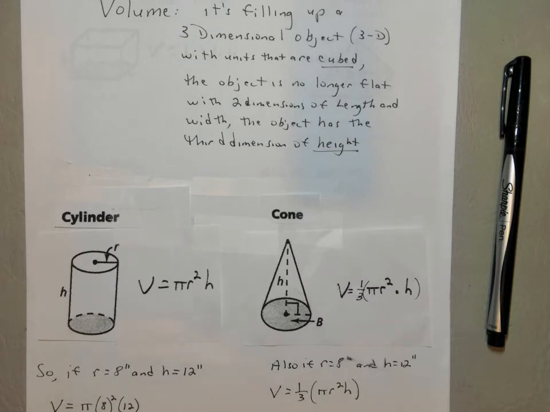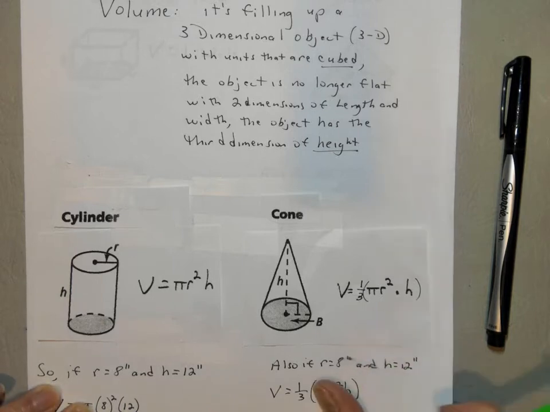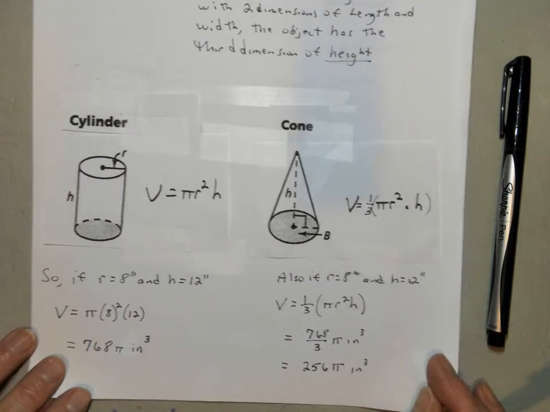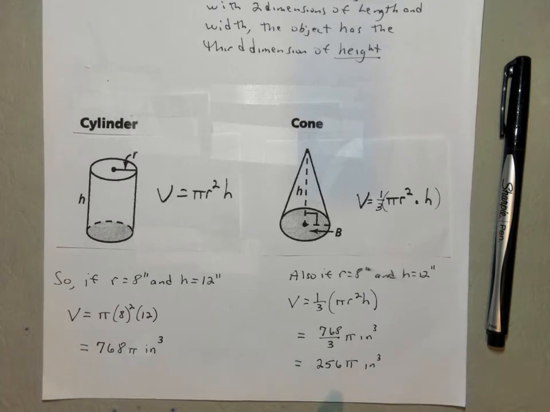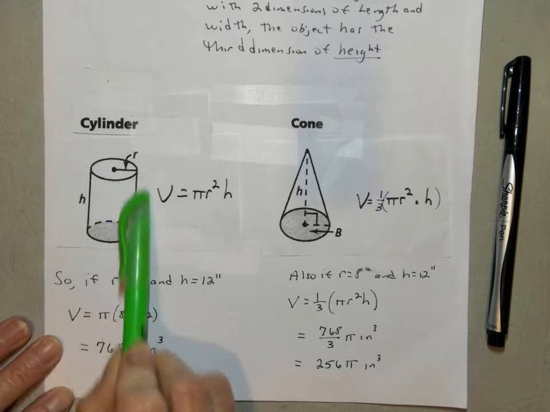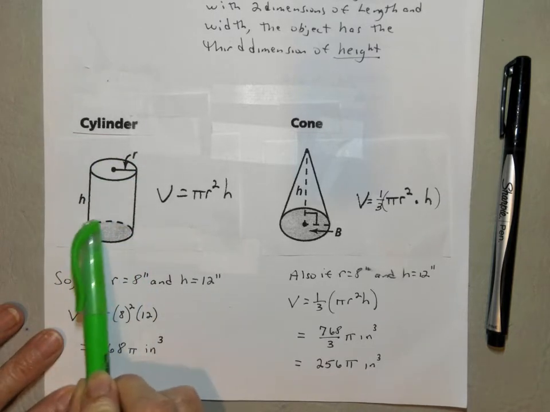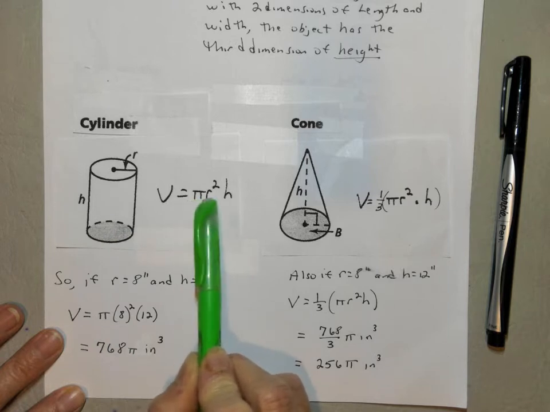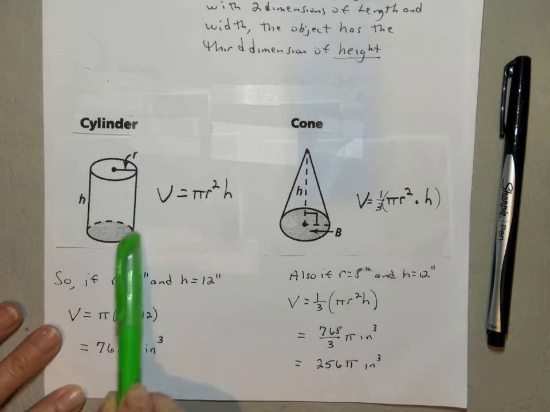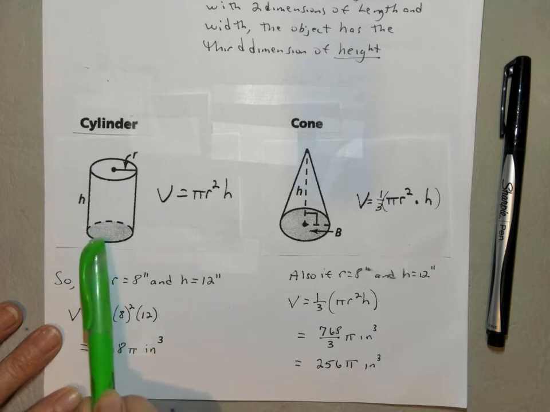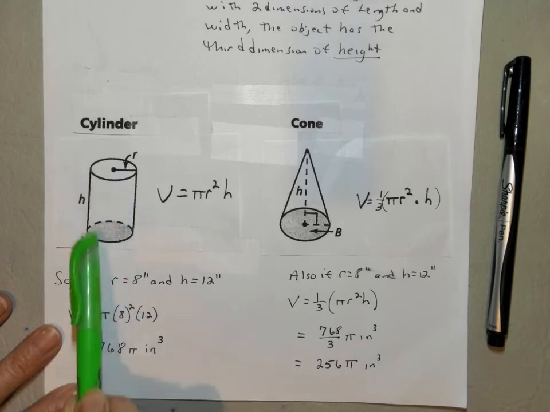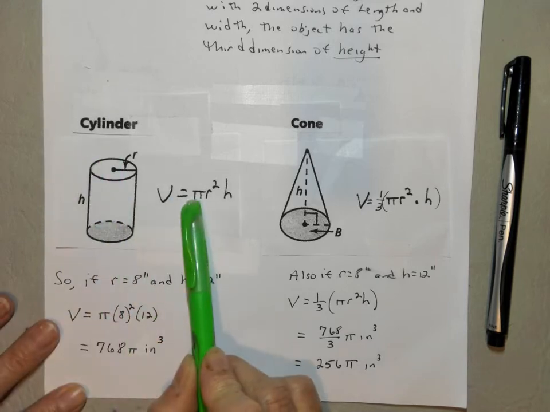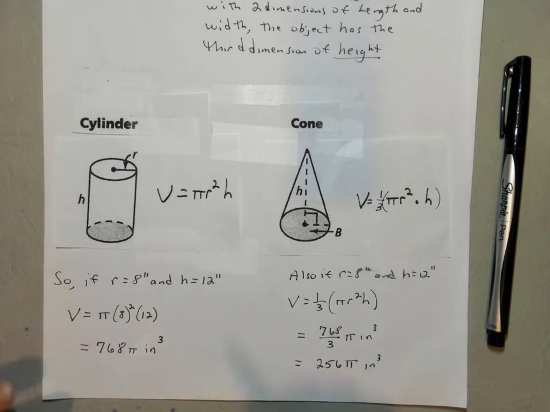Okay? So we're going to talk about the cylinder and the cone together, because the cylinder and the cone have a very, very similar formula. So the volume of this three-dimensional object is taking the area of this circle, which is the pi r squared, and then just multiplying it by the height. And the reason for that is it's like taking a whole bunch of circles and stacking them up the length of the height. So you just multiply the area of the circle times the height.